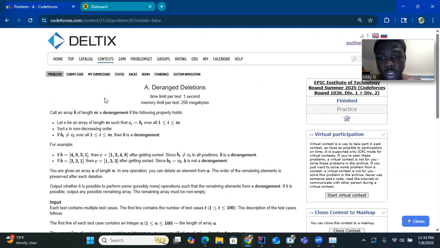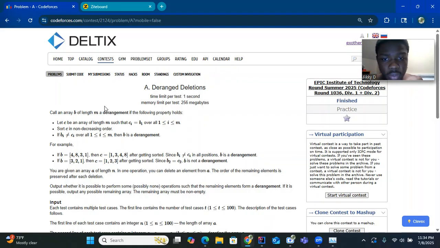Remove some set of it. Could be empty, could be full. Just remove any subset you want. The question is, is the remaining array a derangement? And a derangement basically means that no element is in its correct position, or the position it would be in if it was sorted in non-decreasing order.